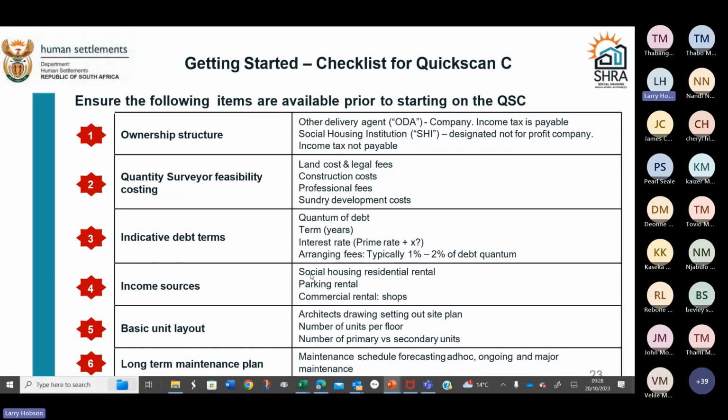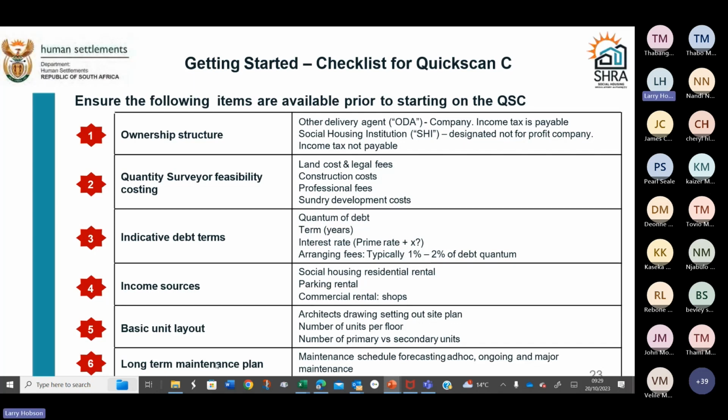Then you've got to look at your income sources. You've got your social housing, residential rental split into the income bands. You've got a section for your parking rental. You've got a section for commercial rental, normally shops on the ground floor. Then you've got to know what your basic unit layout is. You'll have your architectural drawings, your number of units per floor, and your number of primary versus secondary units. That's all split out nicely for you in the QuickScan C.